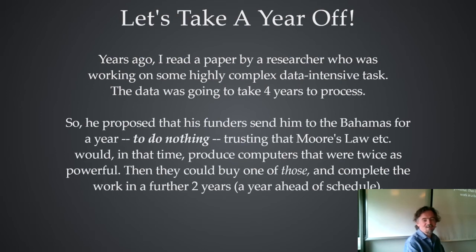So he made a proposal to his funders that they send him on holiday for a year to do nothing, trusting that in that time Moore's law would mean that computers would be twice as fast. Then he would buy a twice as fast computer in a year. That twice as fast computer would only take 2 years to crunch the numbers. Add on his 1 year of holiday at the start, and you get to the end point in 3 years instead of 4. Well, that sounds like a win, doesn't it?